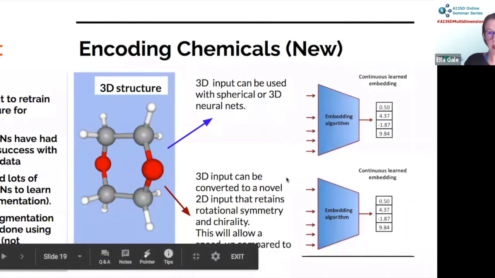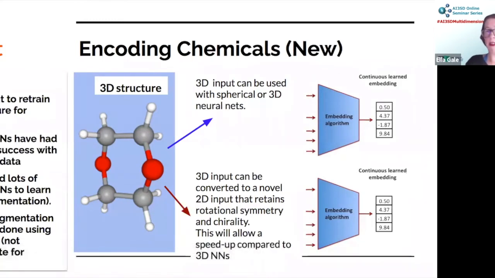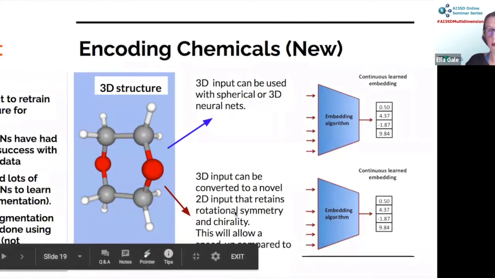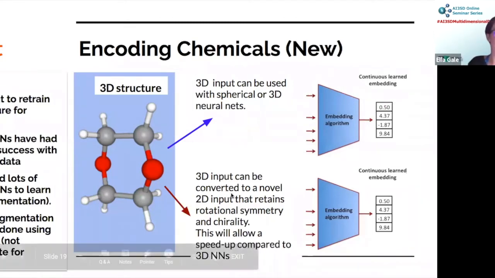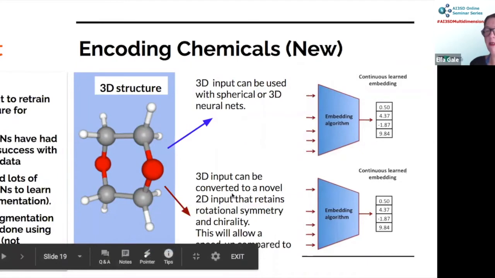So I'm pondering an input where you can take a 3-dimensional structure and convert it to a sort of 2-dimensional input that can be used with these graphical neural networks that retains its rotational symmetry and chirality. So this should be good, like perhaps as good as the 3-dimensional neural networks, which would be a lot quicker. But because we start originally with a 3-dimensional structure, we should hopefully keep the chirality and rotational symmetries that we know are useful for chemistry.